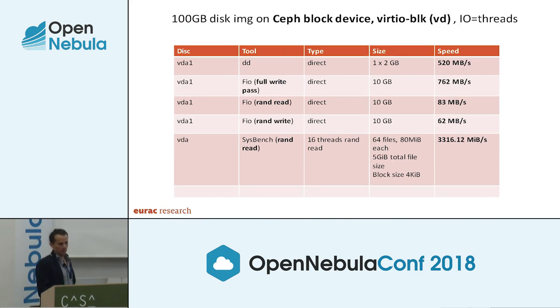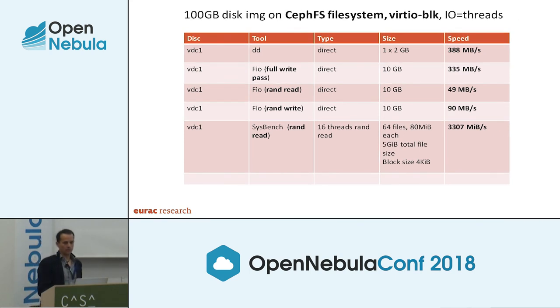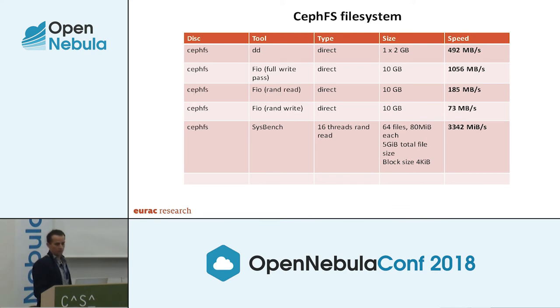Then we did the same with virtio block. There was a slight increase. It was better in full write pass, actually, but the other parameters were the same. This was a disk image stored on the CephFS file system, which gave these results. And finally, we did the same benchmark on CephFS, so just writing the data to the shared file system.